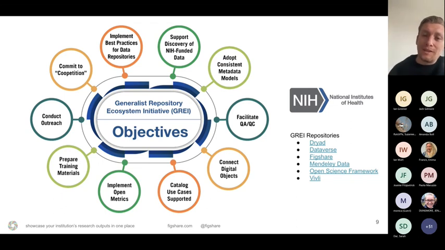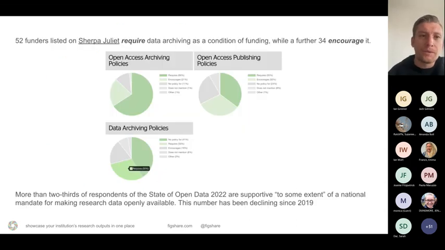So the Open Metrics idea is that if all generalist repositories have the same standard of how you give credit and track impact metrics for data, the funders will be able to reward you for making your data openly available in the future.